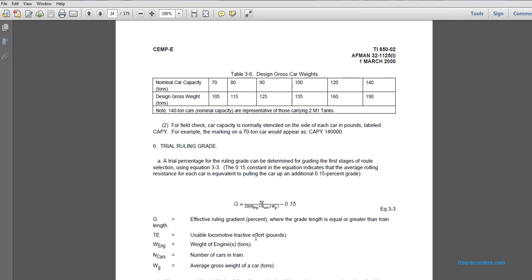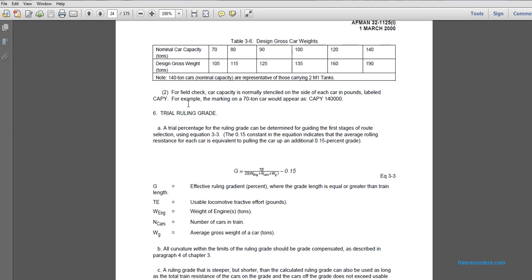Sorry, 135 tons. A nominal car capacity of 120 tons has a design gross weight of 160. And a nominal car capacity of 140 tons has a design gross weight of 190. Note that 140 tons nominal capacity represents the carrying of two M1 tanks. For the field check of car capacity, it is normally stenciled on each side of the car in pounds as the capacity label. For example, a 70-ton car would appear as a capacity of 140,000.